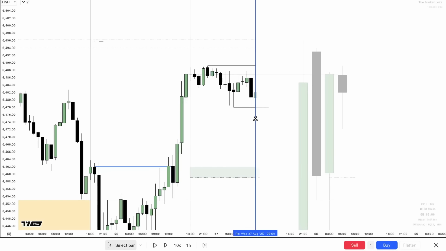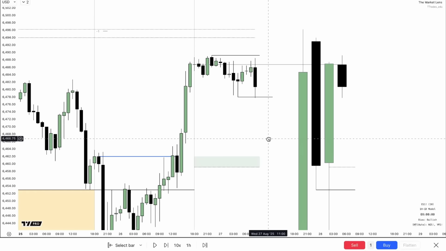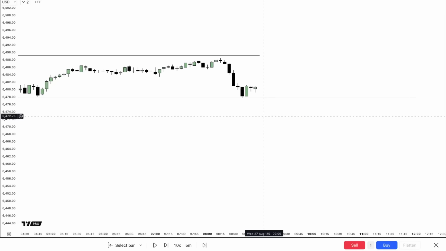So how could I actually trade the reversal in here? Because I have a strong bias on the higher time frame. So a higher time frame continuation, we're in the continuation day, trading a lower time frame reversal. Let's drop down to the 5-minute.